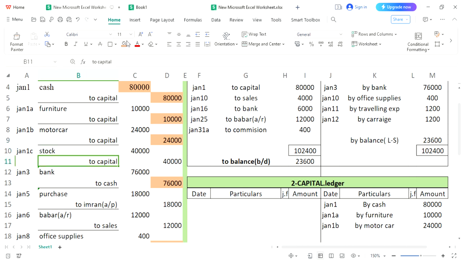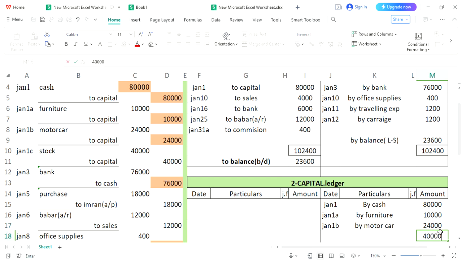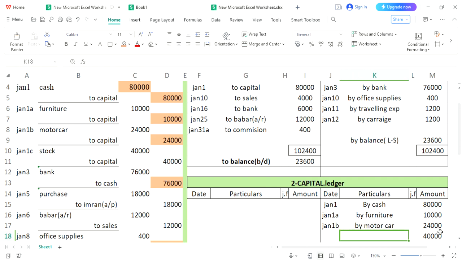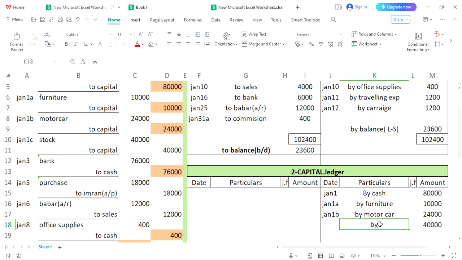In very next entry, you again found out the capital. This capital is credited by 40,000. So go on credit side of capital and write down 40,000 in amount column. It's time to see its reference. What is written? This amount has been posted on the credit side. What is written on the opposite side? That is stock. Come over here and write down buy stock as a reference.